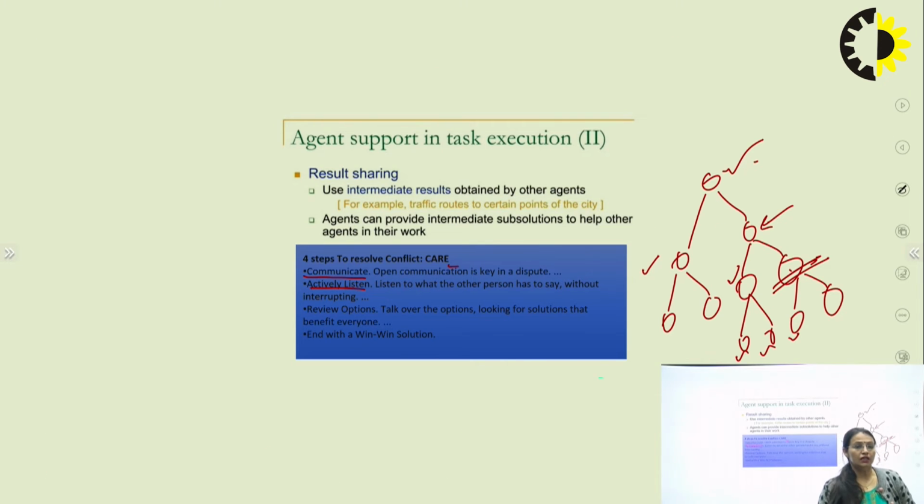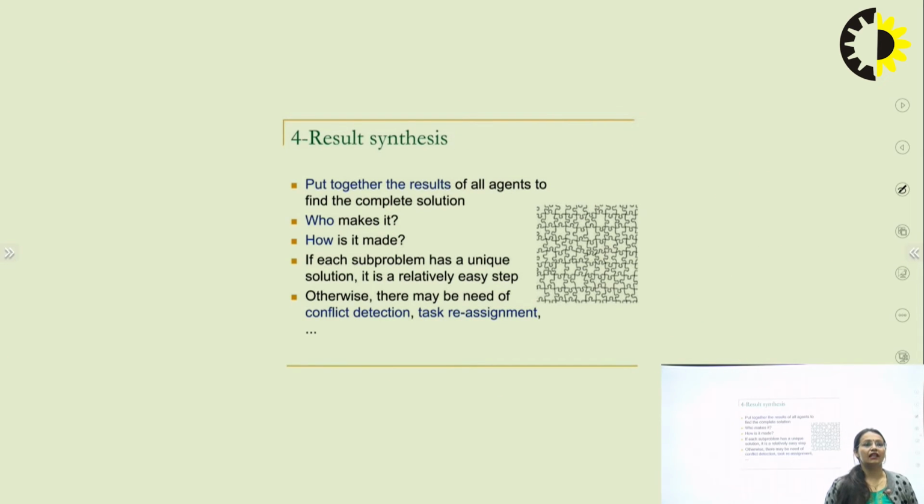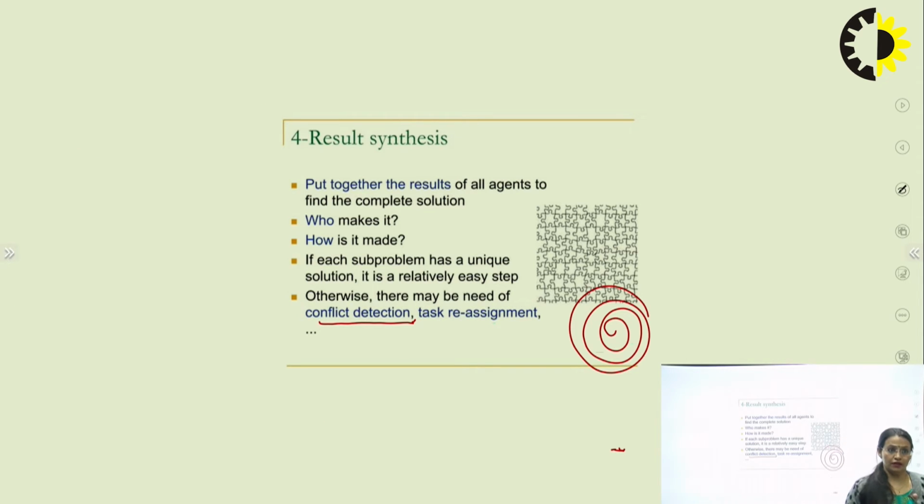And finally, after all these conflicts have been resolved, the last step is result synthesis. That means all the sub-results of all the sub-tasks done by various agents are put together as a result, and then finally a complete solution is derived. If not, then at the end a conflict is detected again. If any conflict is detected, then task reassignment is done again, and this process goes on in a spiral manner until all the conflicts are resolved. So fine, these are the distributed problem-solving steps.